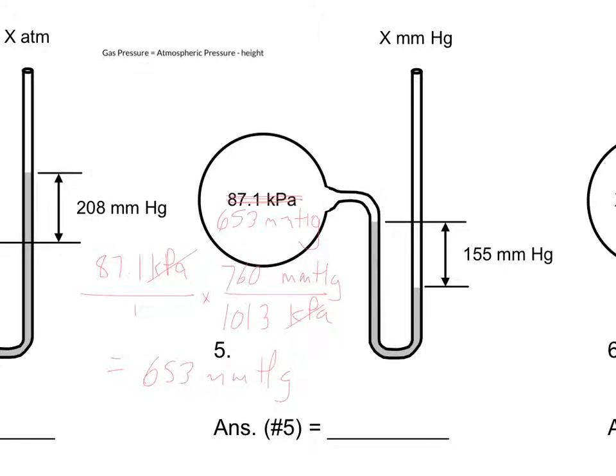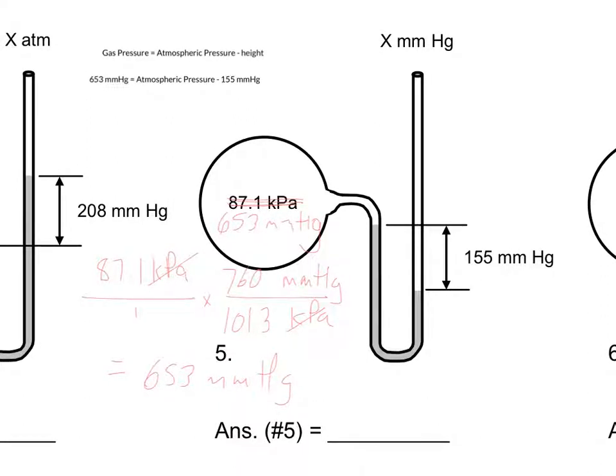So let's go ahead and do that. I've now plugged in the values for each of these things. My gas pressure, we just calculated at 653 millimeters of mercury. My atmospheric pressure is what I want to know, and my height of my column is 155 millimeters of mercury. So to solve correctly for atmospheric pressure, I need to get rid of this height column value and bring it over to the other side. In order to do that, I'm going to have to add that value to 653 to get the correct answer.